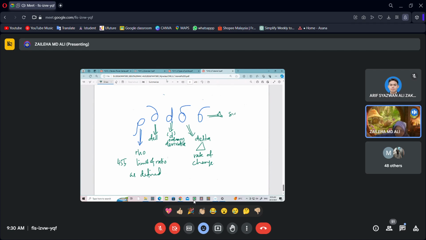Sigma. What does sigma stand for? Standard deviation dalam statistik. Kalau sigma squared adalah variation. Tapi kalau dalam physics, delta means density. Right? Kita guna delta sebagai density and it goes on.